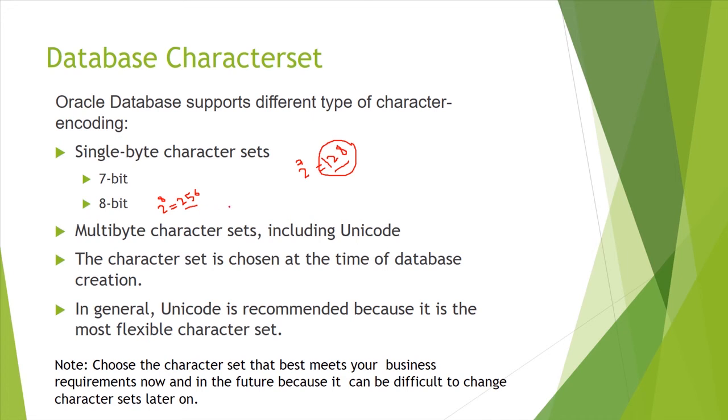For example, there is a character set called West European character set. This character set cannot be used to store, for example, Chinese characters or Japanese characters or Arabic characters. If you plan, for example, to store Arabic and English characters inside your database, you can go with, for example, AR character set, or you can go with Unicode. AR, for example, there is AR8MSWIN1256. This character set supports both Arabic and English characters.